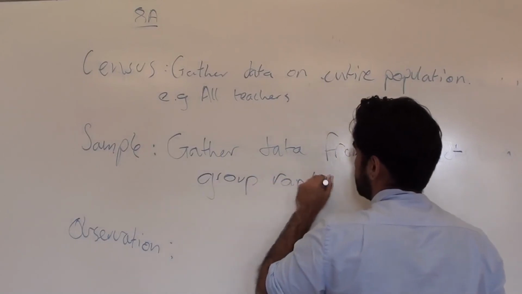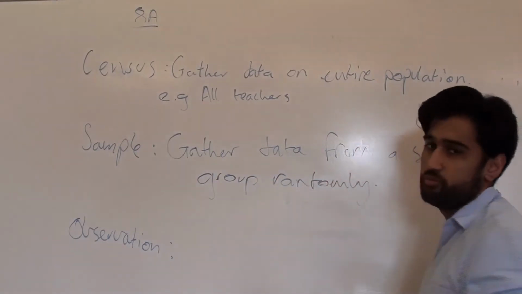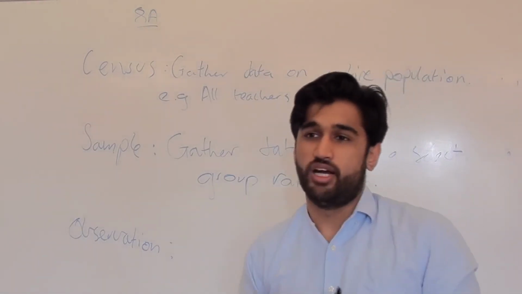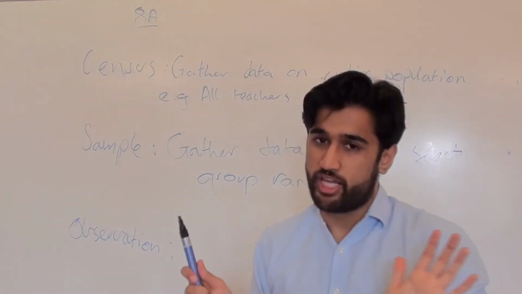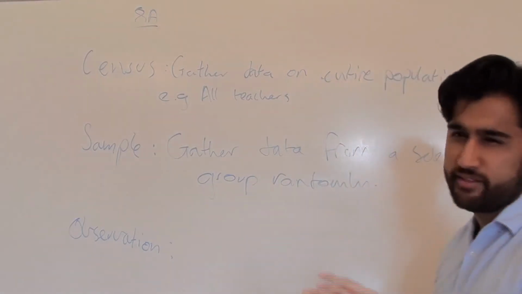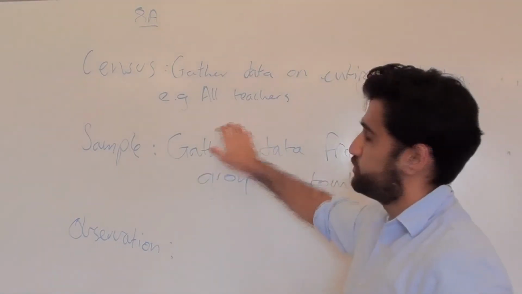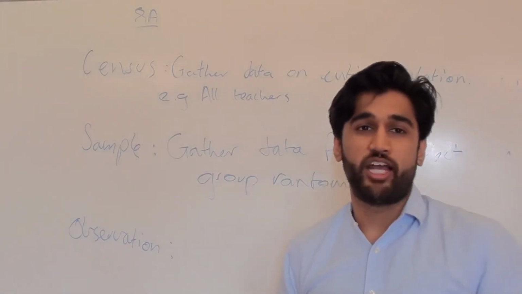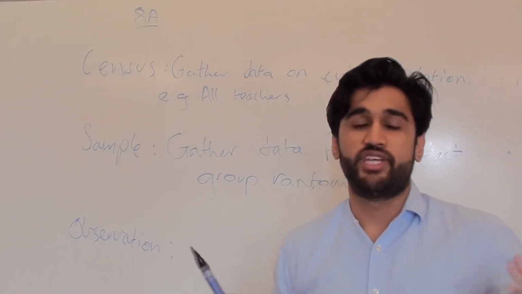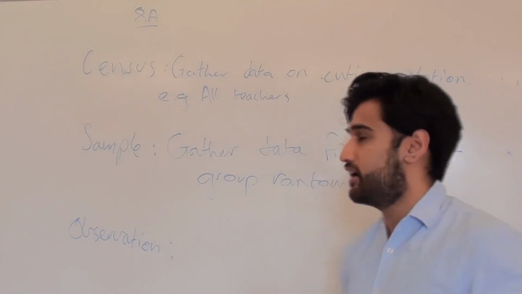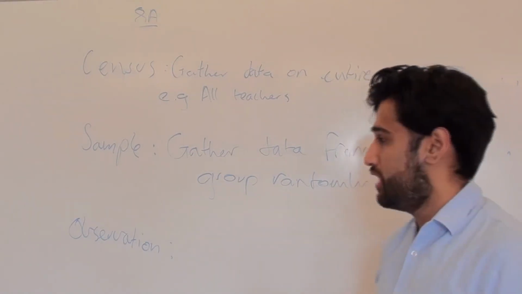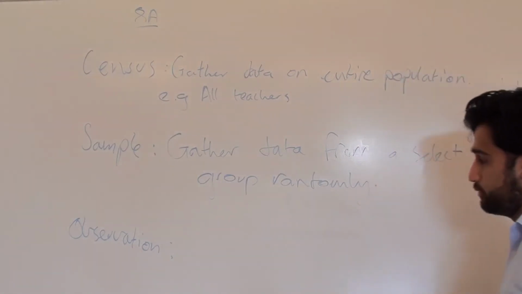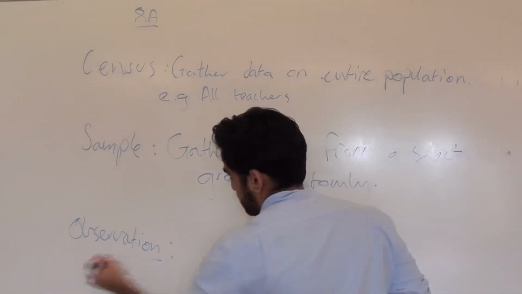Now, a sample is where we gather data from a select group randomly. We just randomly pick certain people, so there's no selection there, it's a purely random choice. That gives us an idea because we can't always do a census of every person in the population. If we were looking at magpie size, we would have to catch every single magpie in Australia, and that is not really possible, so we do a sample of randomly grabbed ones.